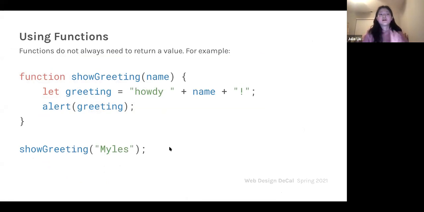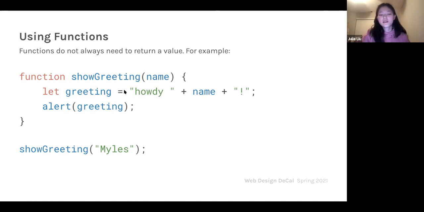So all of the functions we covered so far involve returning a value, but you don't have to return a value. For example, if you want to print something in the console, or show an alert in your browser, you don't have to return anything. You can just call that function within the function you define.